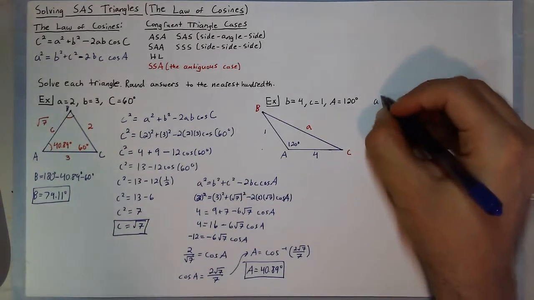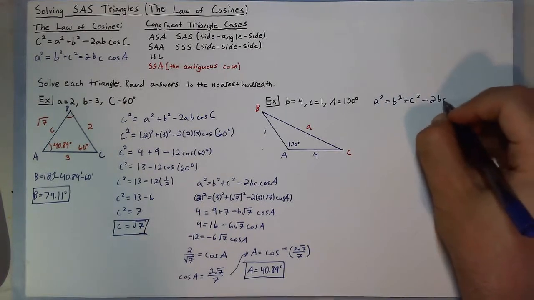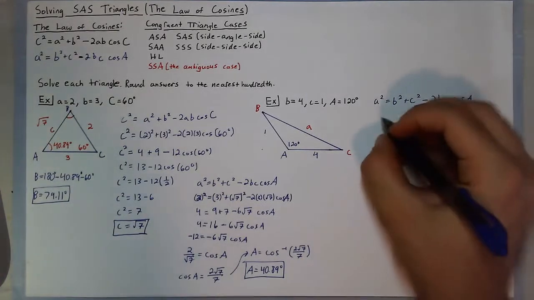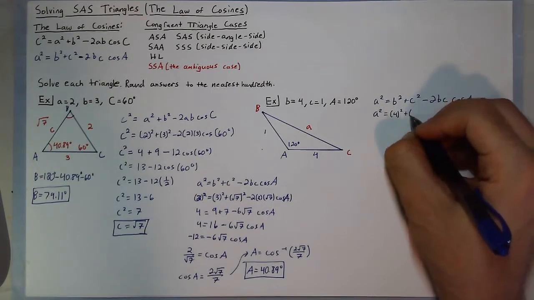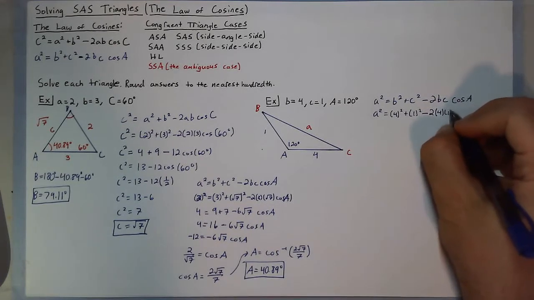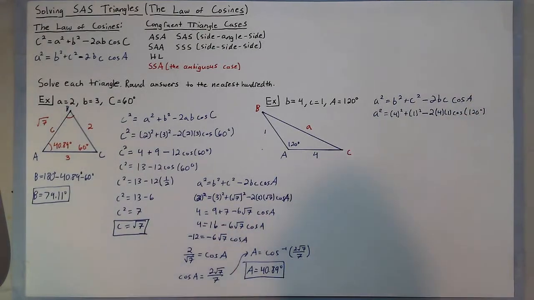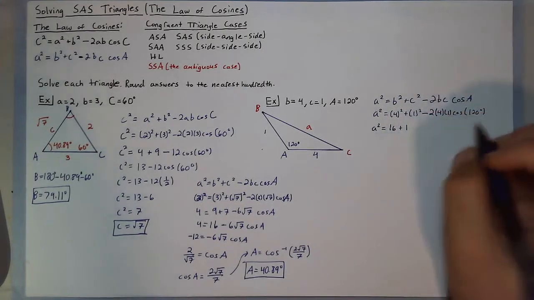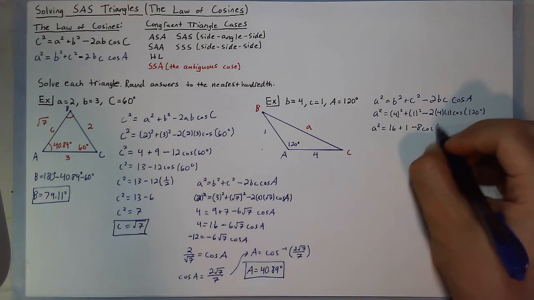So again, I'm going to find that side A first using that formula. So I know that A squared is equal to B squared plus C squared minus 2BC cosine of A. So A squared is equal to 4 squared plus 1 squared minus 2 times 4 times 1 cosine of A, which is 120 degrees. So A squared is equal to 16 plus 1 minus 8 cosine of 120 degrees.